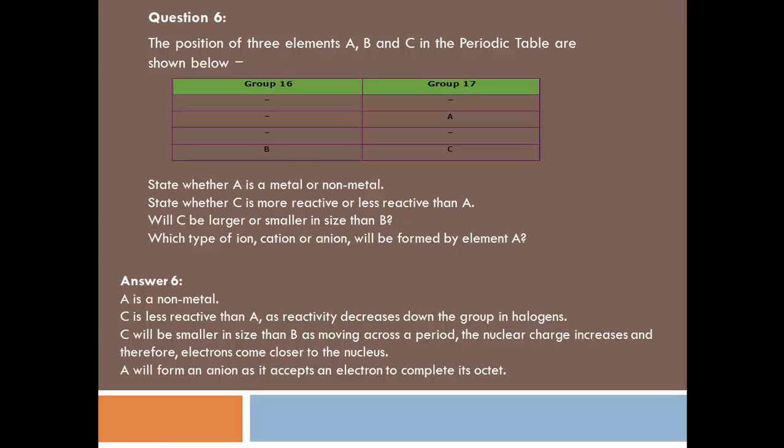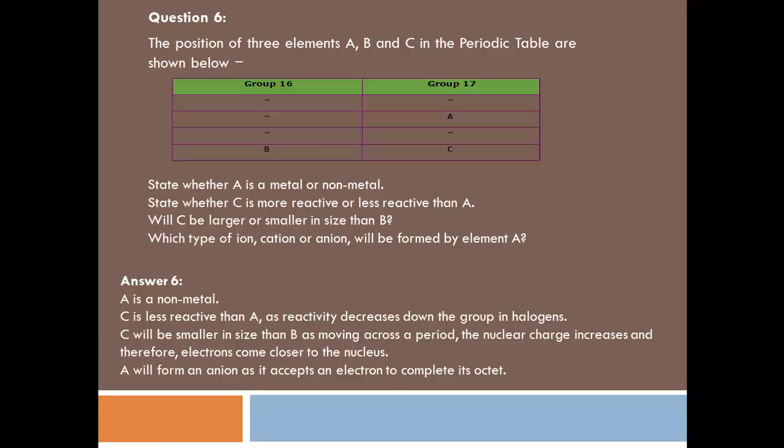We know that group 17 is also called halogens. So they are fluorine, chlorine, bromine, iodine and astatine. All halogens are non-metals. Therefore, A is definitely a non-metal. State whether C is more reactive or less reactive than A.